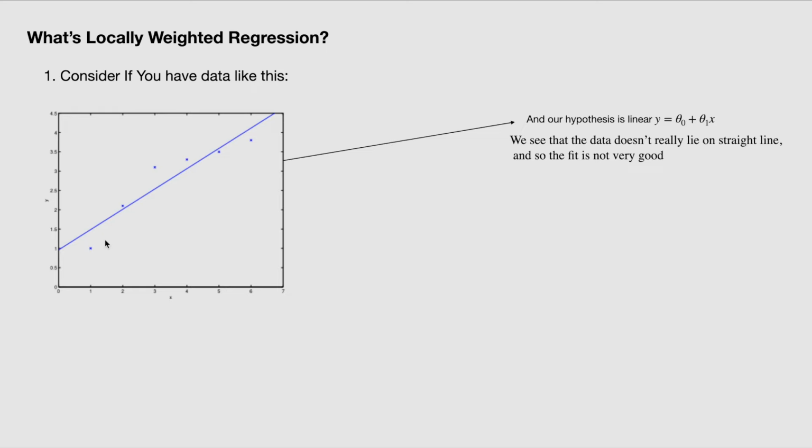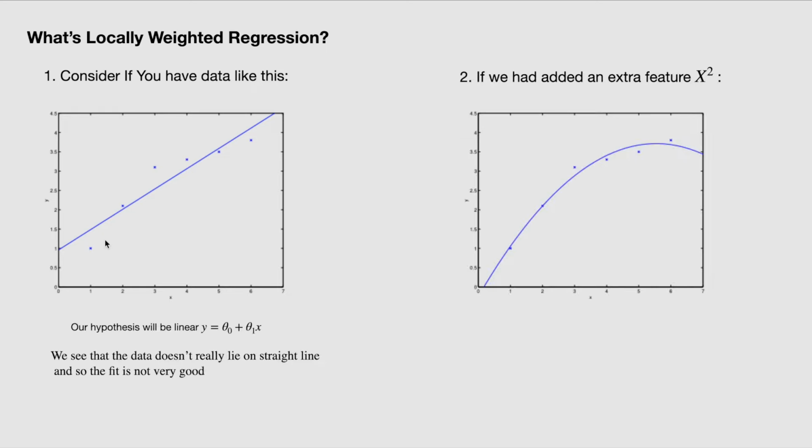So suppose we add an x squared feature, our hypothesis will look like this, and we will say it's a better hypothesis than the previous one. And our hypothesis equation is going to be theta 0 plus theta 1 x plus theta 2 x squared, right?